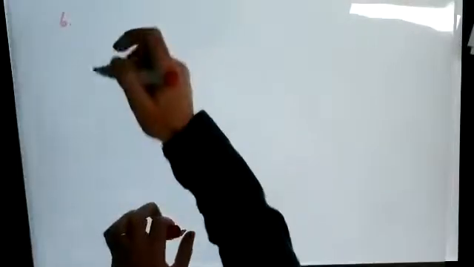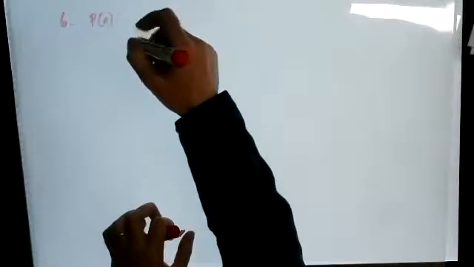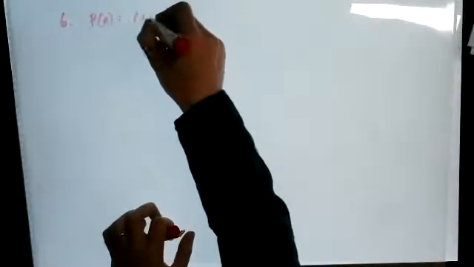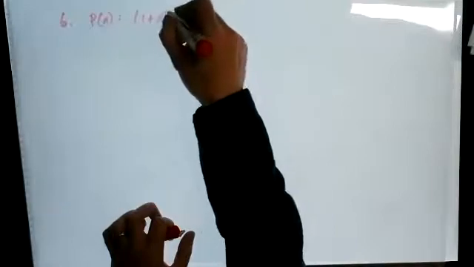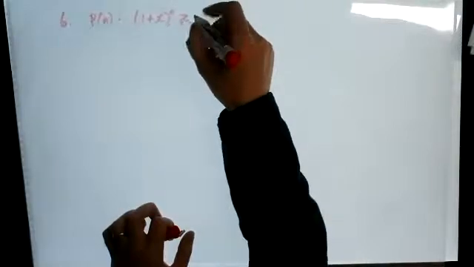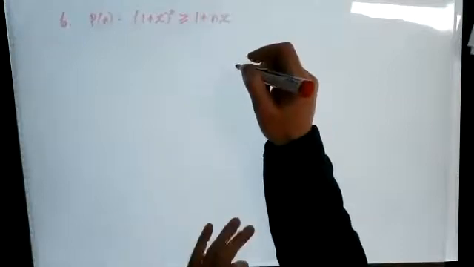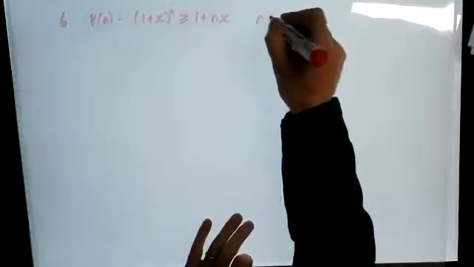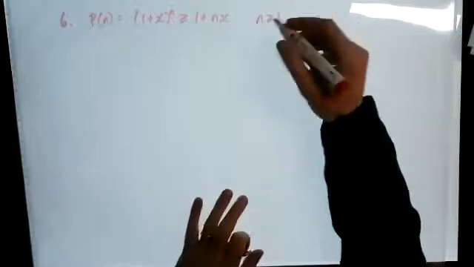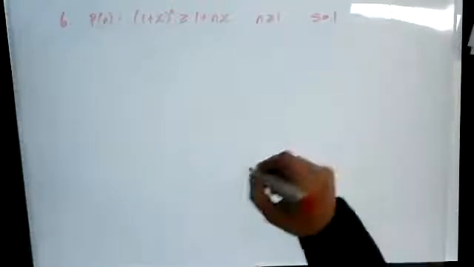Let's look at my short sheets. Now, remember P(n) is the statement that (1 + x)^n is greater than or equal to 1 + nx, when n is greater than or equal to 0, but when n is 0 it is equal.